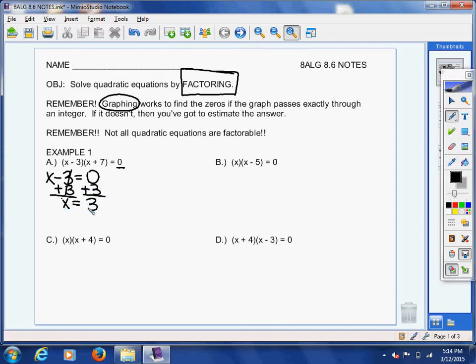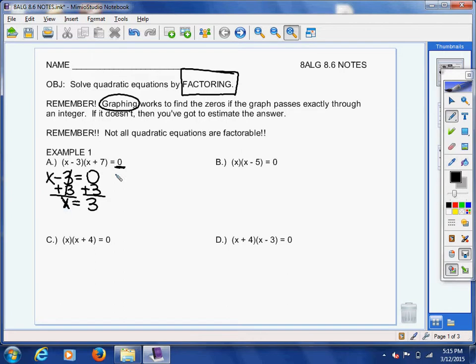and I now know that in the first quantity, if I plug in 3 for that x, it will zero it out. 3 minus 3 is 0, and it doesn't matter what the second quantity is, anything times 0 equals 0, which is the number on the other side. So one of my zeros is positive 3.